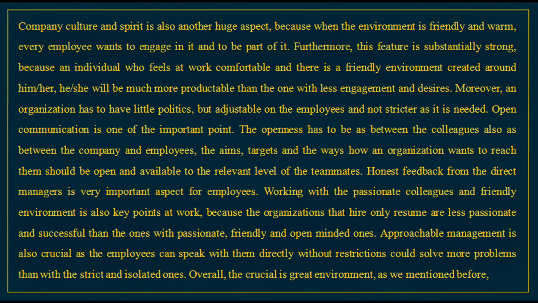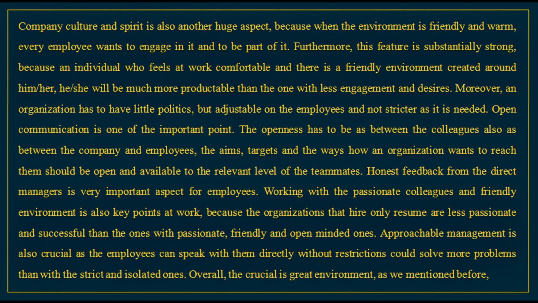Company culture and spirit is also another huge aspect, because when the environment is friendly and warm, every employee wants to engage in it and to be part of it. Furthermore, this feature is substantially strong because an individual who feels comfortable at work and has a friendly environment created around him or her will be much more productive than one with less engagement and desire.